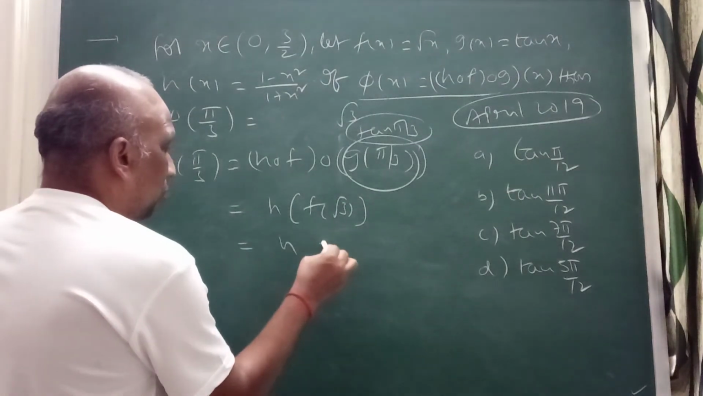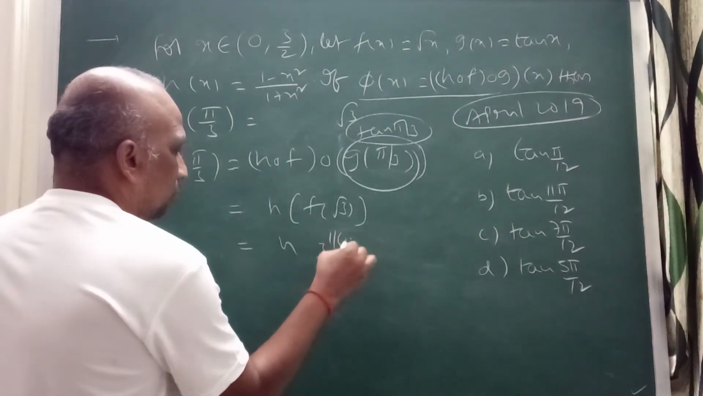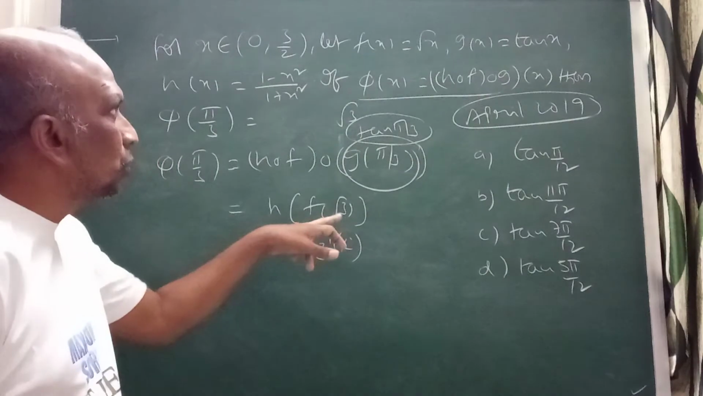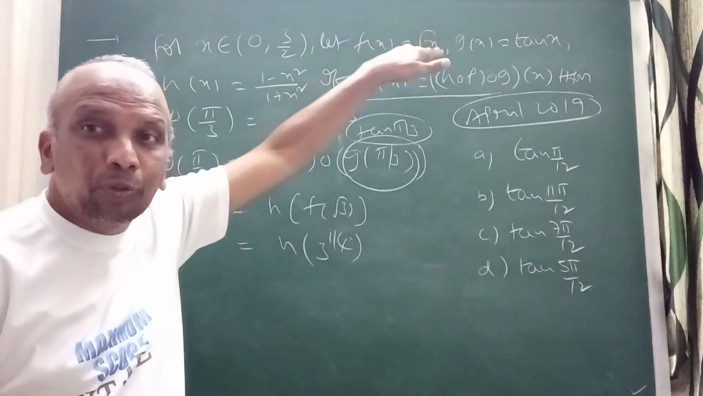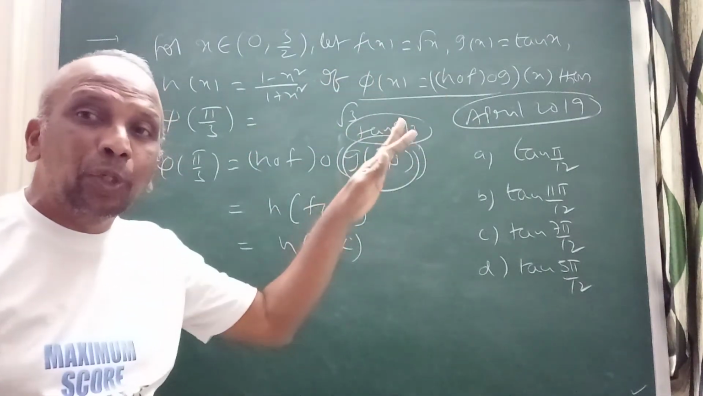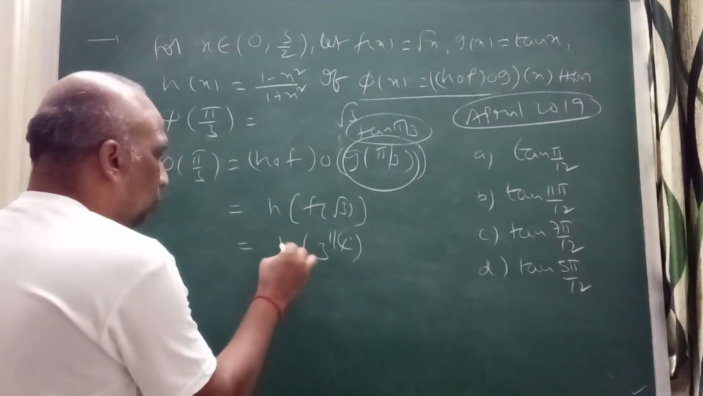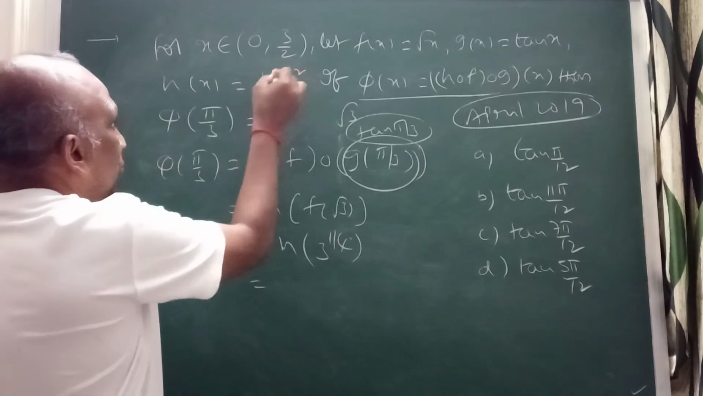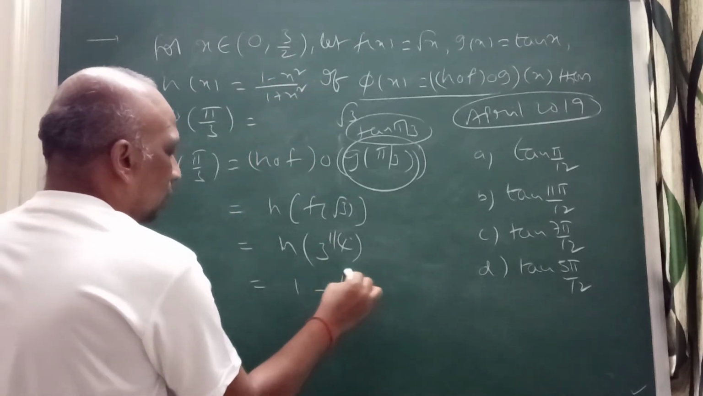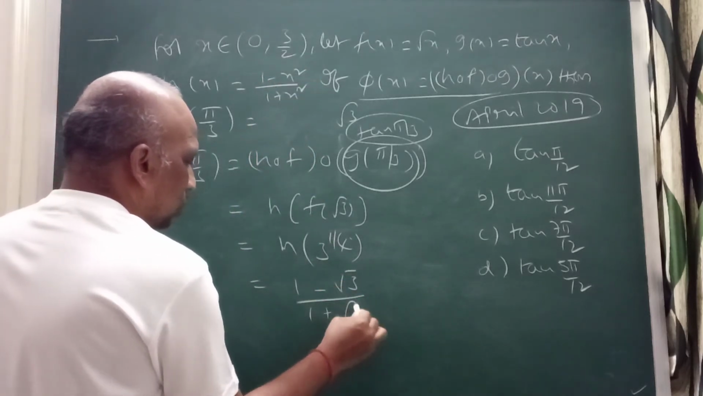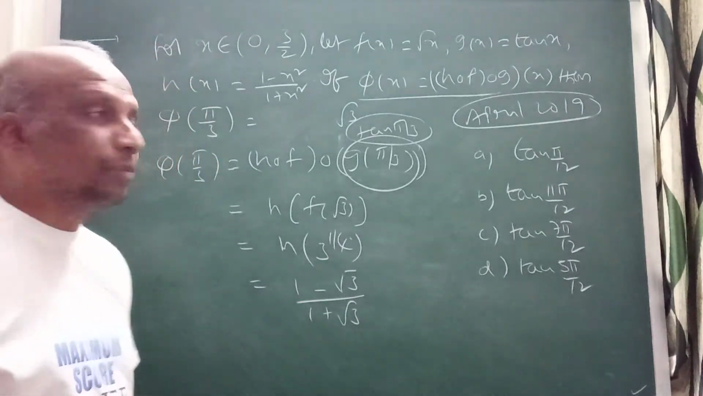It comes h of 3 power 1 by 4, right? Why? Because root 3 again, the root of root 3 is 3 power 1 by 2, whole power 1 by 2, which is 3 power 1 by 4. Then h of 3 power 1 by 4, this value is nothing but, if we substitute here, (1 minus root 3) by (1 plus root 3). Am I right? This one.